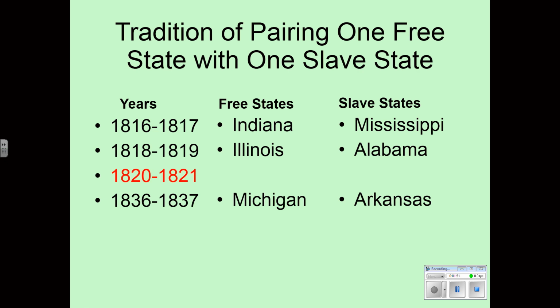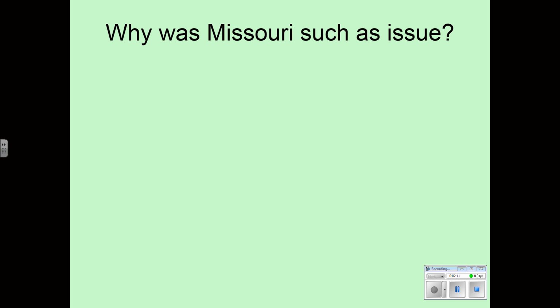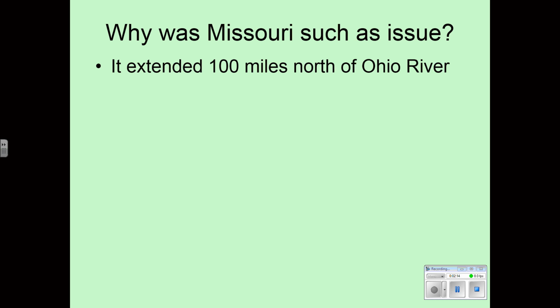In 1820 and 21, Maine was admitted as a free state and Missouri as a slave state. But these I'm putting in red because this pair of states was a huge fight. Now we need to consider what was different about them. So why was Missouri such an issue? Well, first of all, it brought slavery farther north than it had been, at least on a large scale. There were a few slaves in northern states, but no large numbers of them. It extended 100 miles north of the Ohio River, or where the Ohio River ends when it hits the Mississippi. And this made it quite far north.